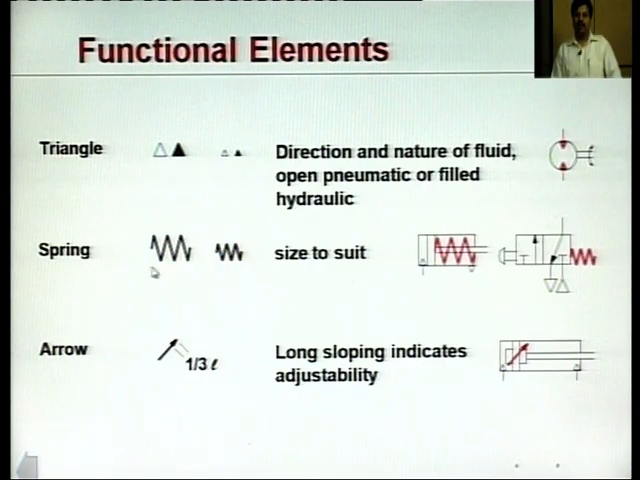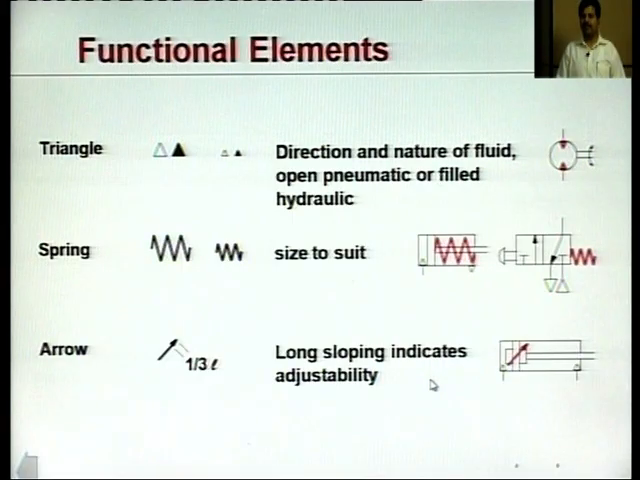Similarly, we also come across springs that are used as components of various pneumatic systems. A spring is shown as a zigzag line, as can be seen over here, and again the size of this zigzag line will represent the size of the spring that is being used at that particular place in the pneumatic circuit. Sometimes we also come across a slant arrow as shown over here. These slant arrows are overlapped onto the pneumatic symbols to show that the very component which is being overlapped by this type of arrow is a replacement.